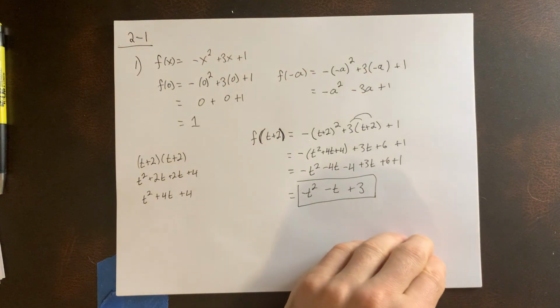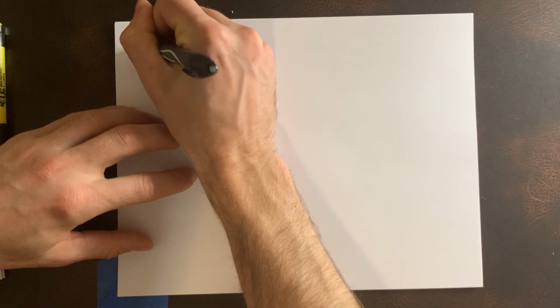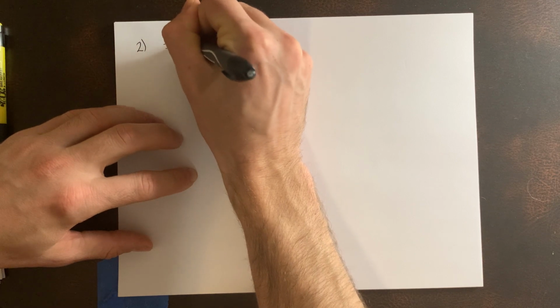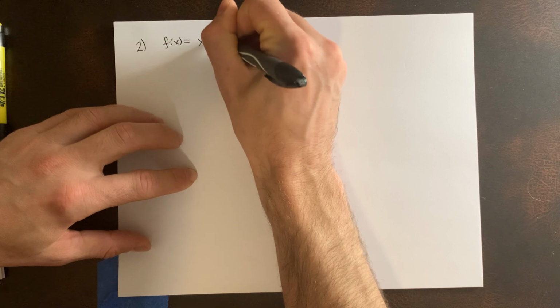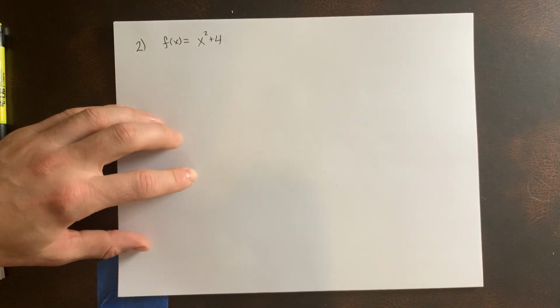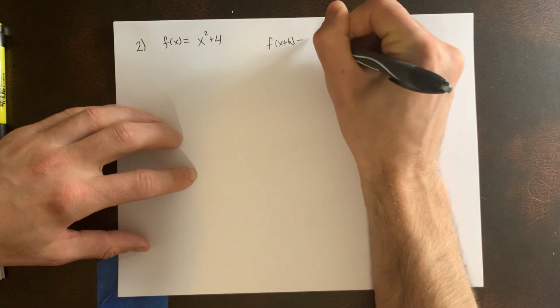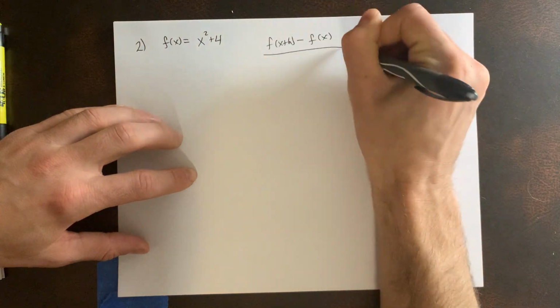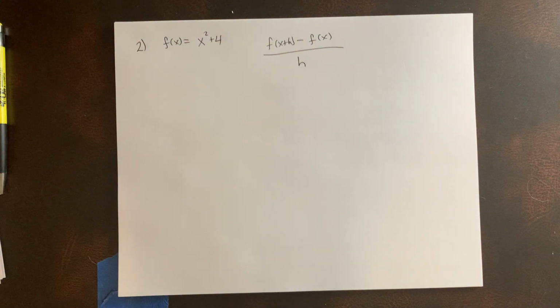Okay, so on to the next problem. For this next problem, we have another equation, just f of x equals x squared plus 4. Now what we want to find is this: f of x plus h minus f of x, all over h. So this is sort of a mixture of the last problem, just with a couple more steps.